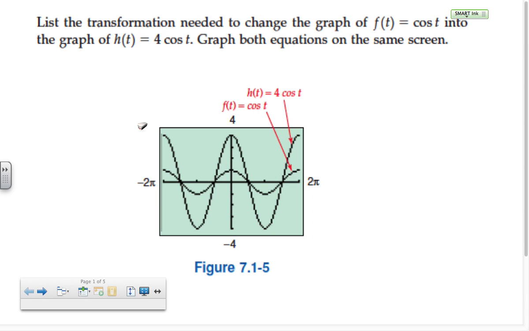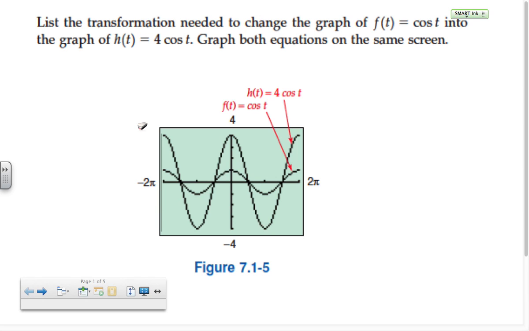Okay, trig functions, there are no differences as far as the transformation is concerned. They do the exact same things. Graphing on graphing calculators is fine, but I want you to have a general sense of what's going on. So you will have to answer some questions as far as what does the transformation do?